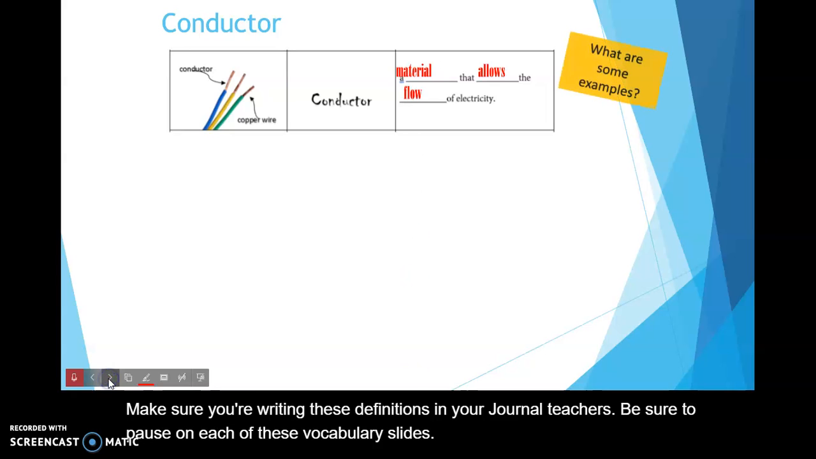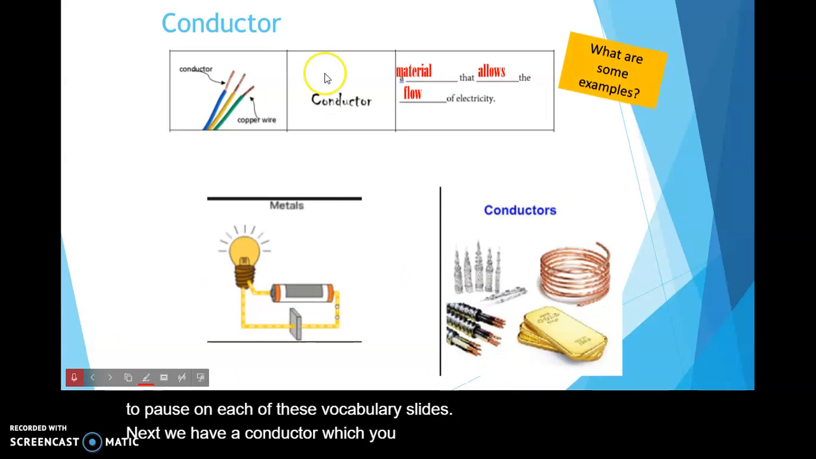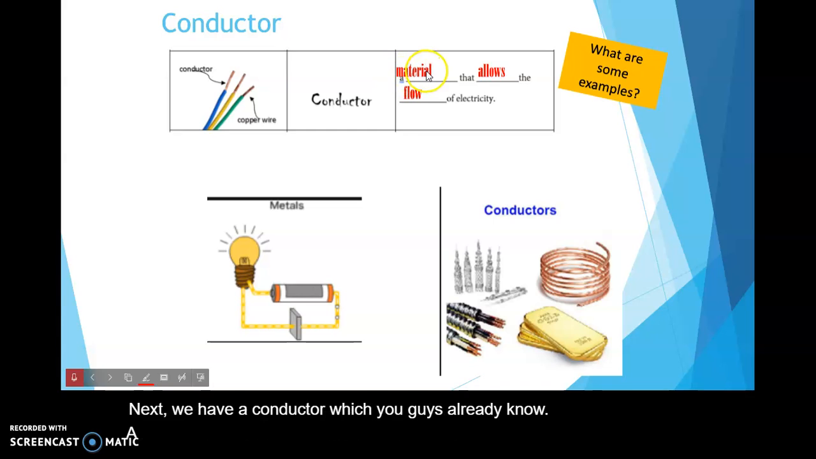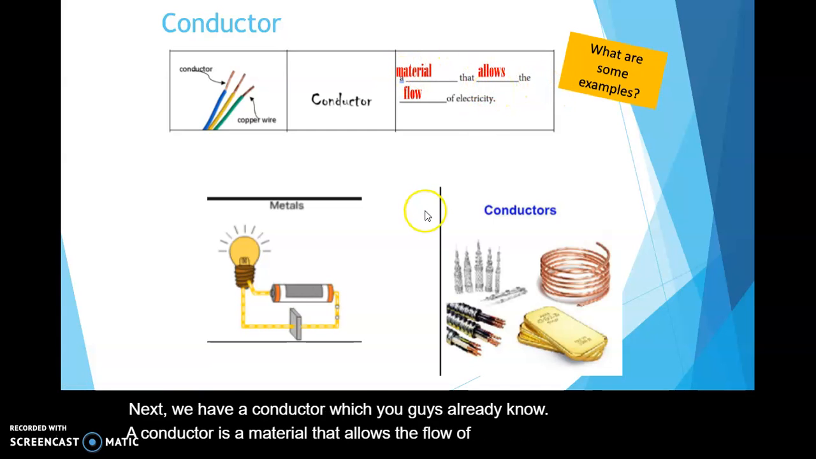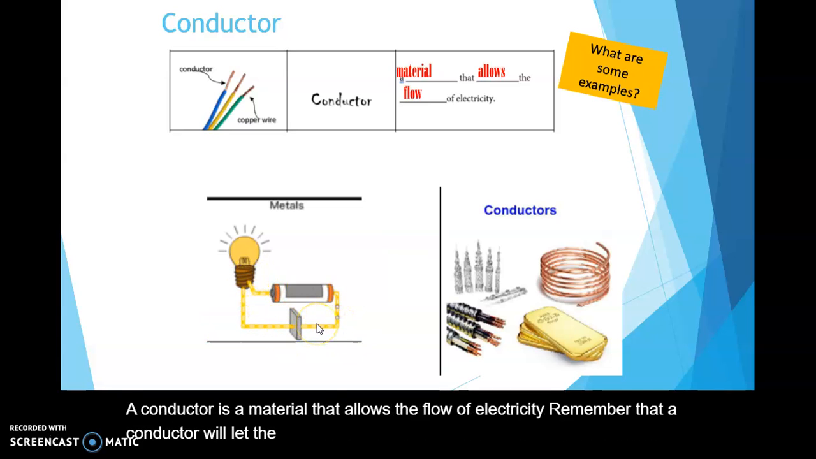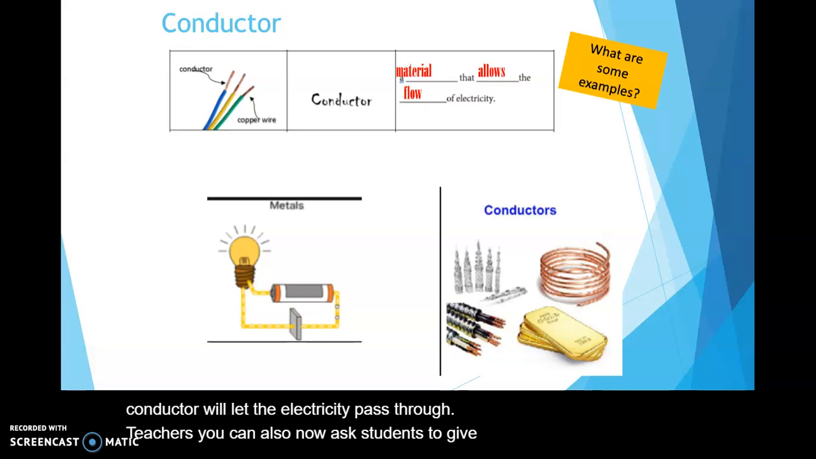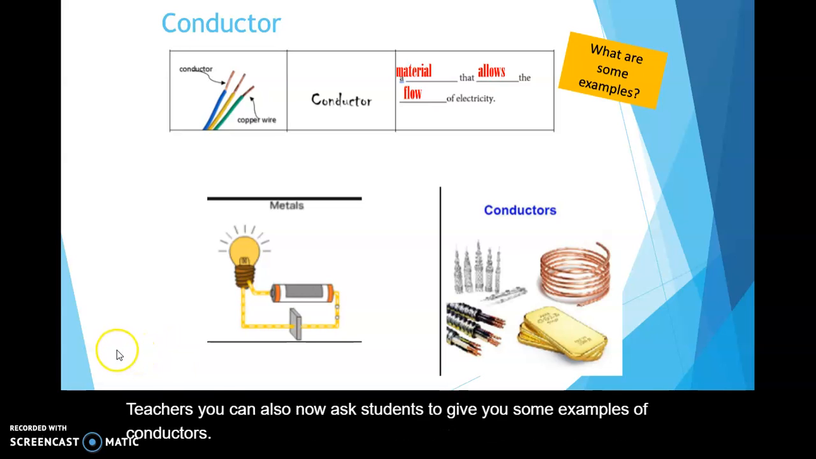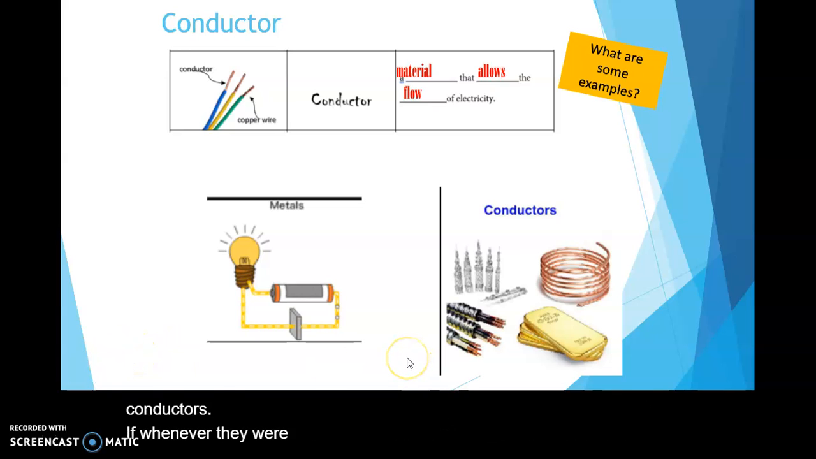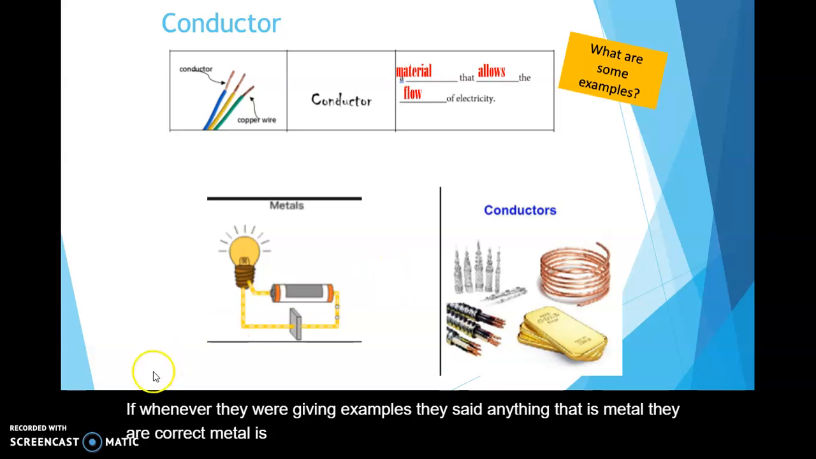Next, we have a conductor, which you guys already know. A conductor is a material that allows the flow of electricity. Remember that a conductor will let the electricity pass through. Teachers, you can also now ask students to give you some examples of conductors. If, whenever they were giving examples, they said anything that is metal, they are correct. Metal is the best conductor of electricity.